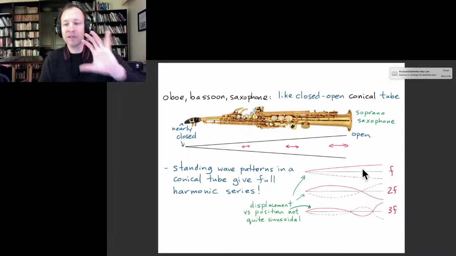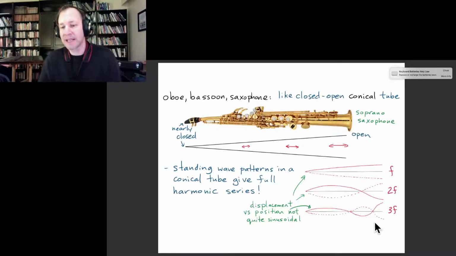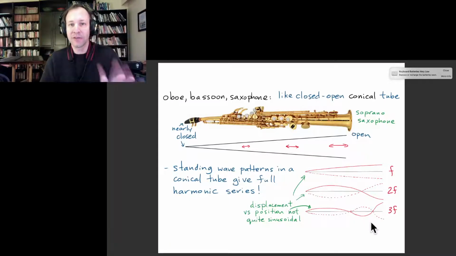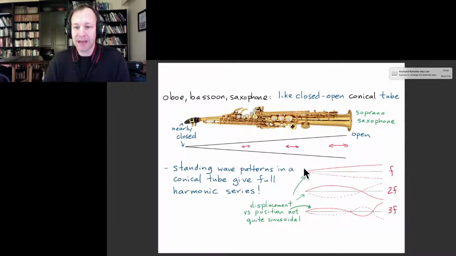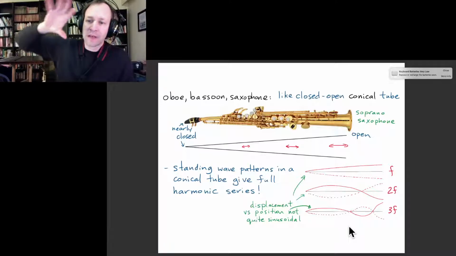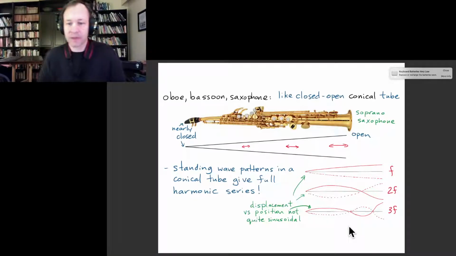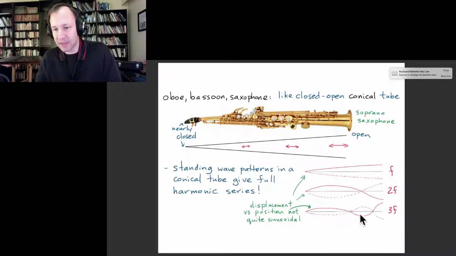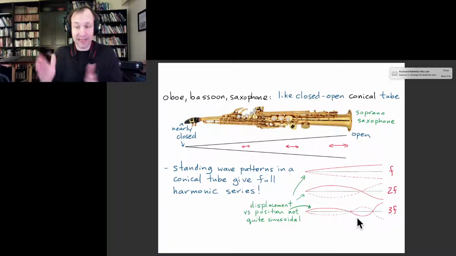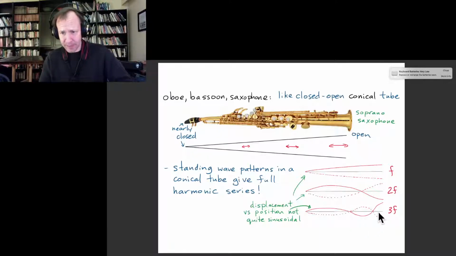That means that even though you get similar kinds of standing wave patterns to the clarinet, so you get a pattern with no nodes like this, and 1 node and 2 nodes, well, you notice that these are no longer perfect sinusoidal shapes. So for example, the distance between the nodes is not the same, especially if you look at that third one or the higher ones.